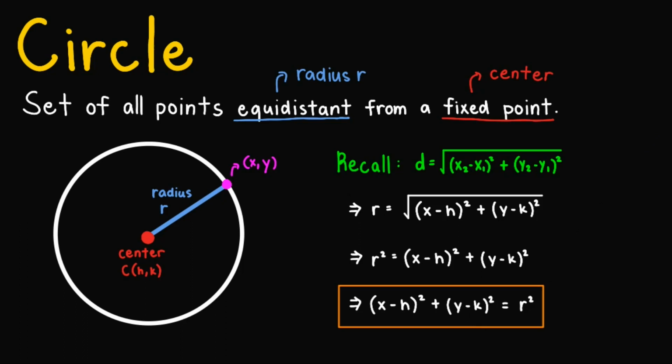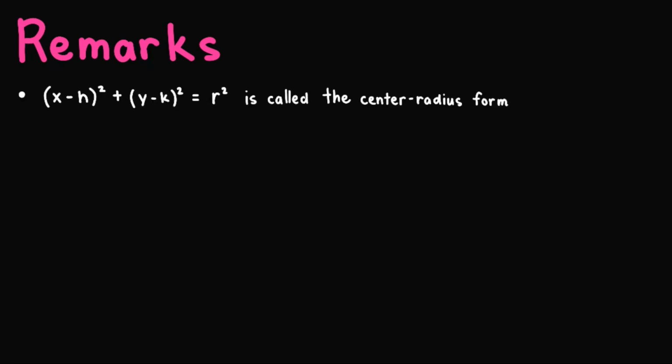Now some remarks. Take note that the form earlier is actually called the center radius form, since we can easily obtain the center out here as well as the radius out here. So upon having this form, we immediately know what the center of the circle is as well as its radius.